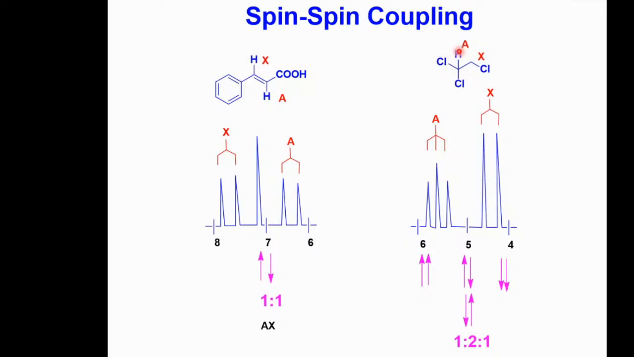Let us take another example. This proton A, even though it's a single proton, appears as a triplet, because it has two neighbors, N plus 1 rule again. And it appears as a 1:2:1 triplet. I'm sure it is clear to you. The two neighbors can both be aligned in good mode, both can be in bad mode, opposed to the applied field, one in good mode and one in bad mode, and the other way around is also possible. That is why the ratio is 1:2:1.